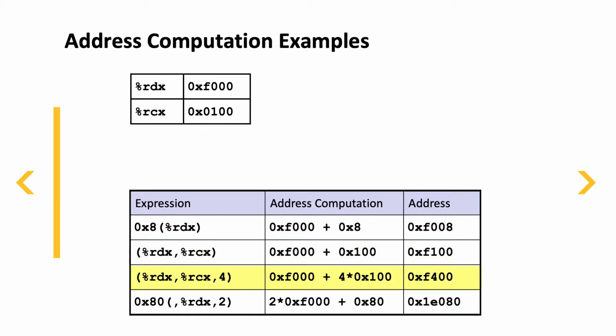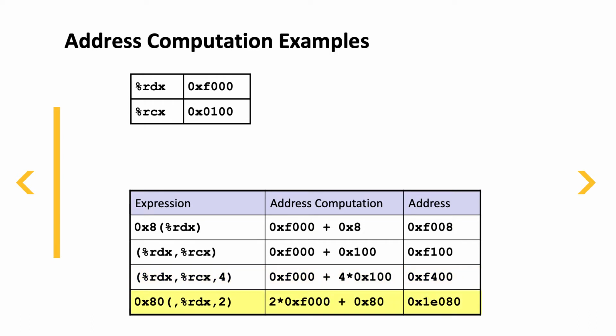Our third example, we have a base register, an index register, and a scale factor, but no displacement. So we assume the displacement to be 0. We just, again, plug things into our formula. Our base register plus our scale factor of 4 times our index register of 100. 4 times 100 is 400. Add that to F00. Our final address is F400.